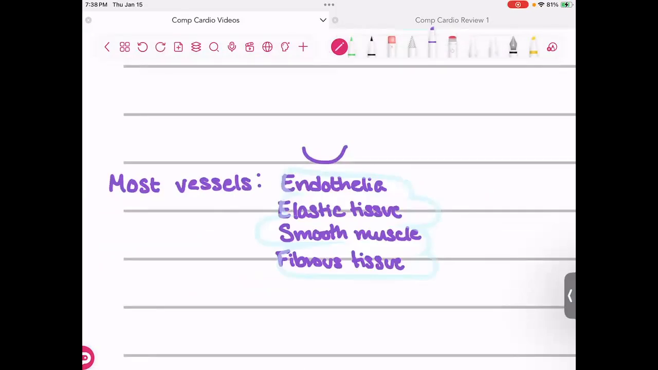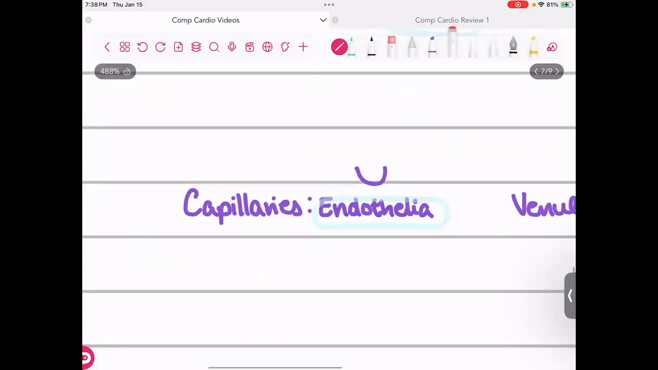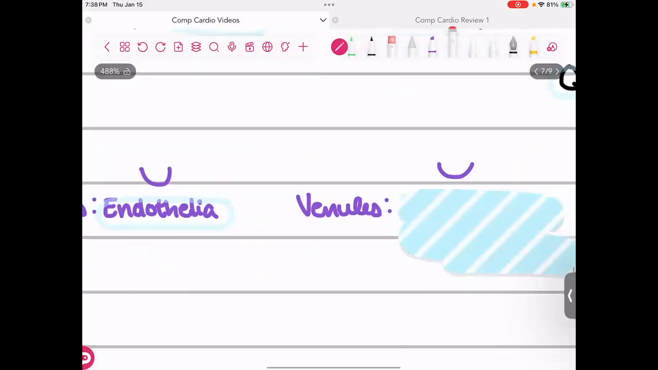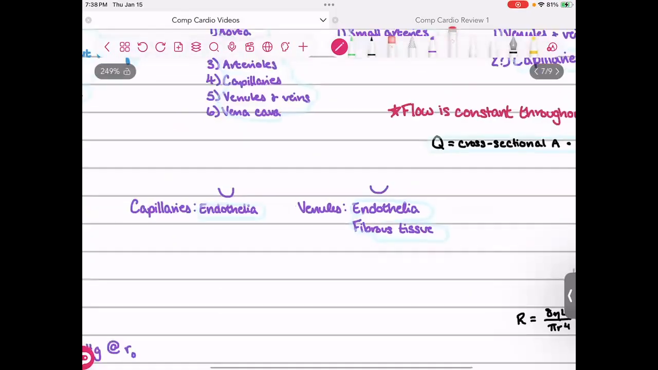If we look at the structures of vessels, most vasculature is made up of an endothelium on the innermost component. So the way I drew this, it's kind of like this is the lumen of the vasculature, and then we start moving out as we go down. So the endothelial cells interact directly with the blood, and then elastic tissue goes around those, smooth muscle around the elastic tissue, and then finally fibrous tissue. This looks a little bit different in capillaries. They just have endothelial cells. And then in venules, they have endothelial cells and then fibrous tissue right below that.